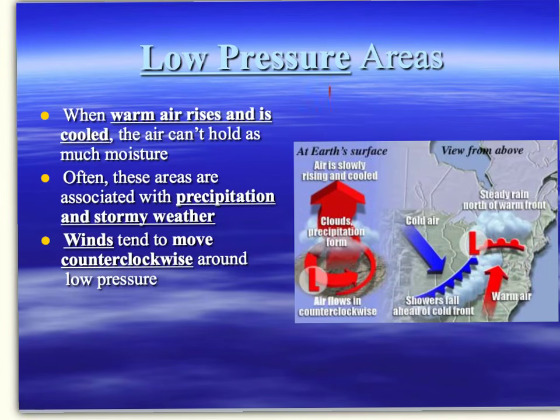Now, low pressure area had an L on the map, and you get a low pressure area when warm air rises and is cooled, and we know what happens when air rises and cools. It condenses, forms clouds, which is what gives us our precipitation and stormy weather. And completely different from a high pressure area, our winds are moving counterclockwise around the low pressure. So you see it's completely opposite from a high pressure.